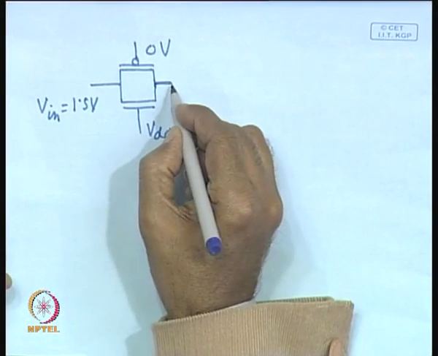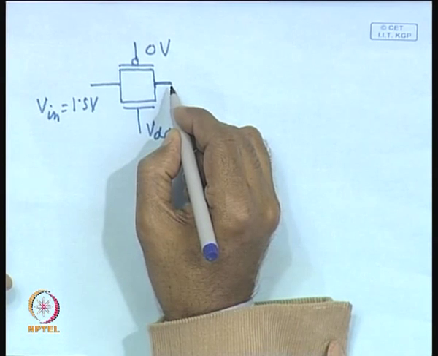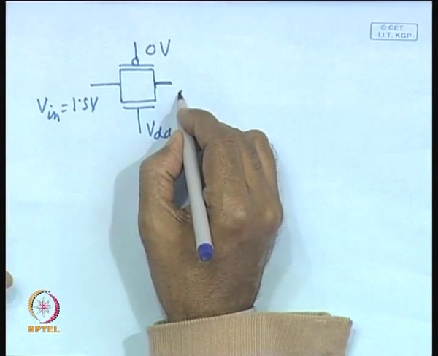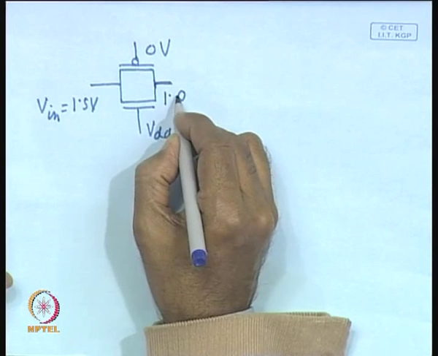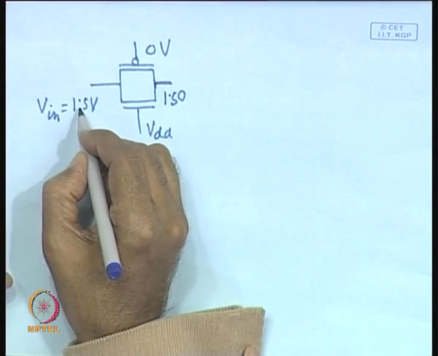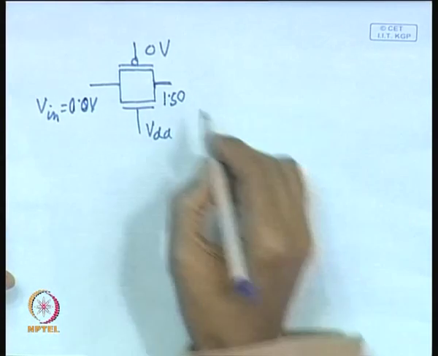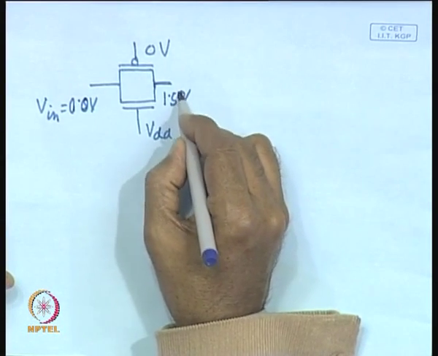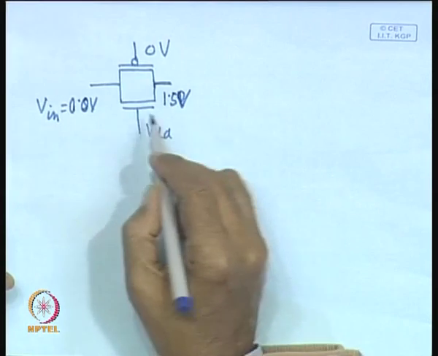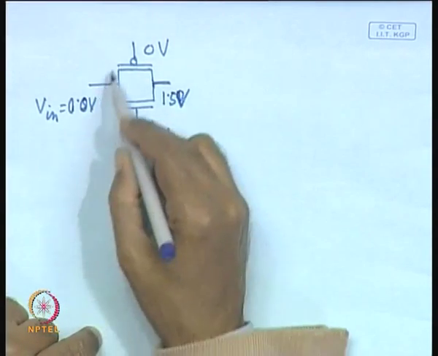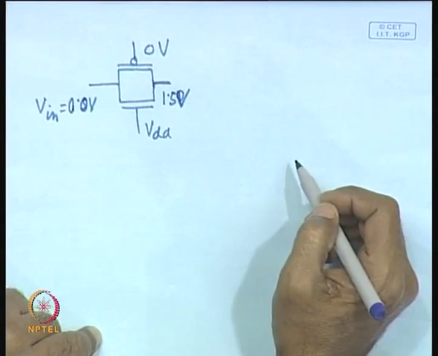Now, the output voltage is 1.5 volt, VIN is equal to 0 volt, 0.0 volt, 1.5 volt. So, in this case, what is the condition of these transistors?